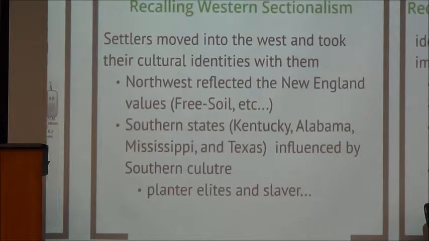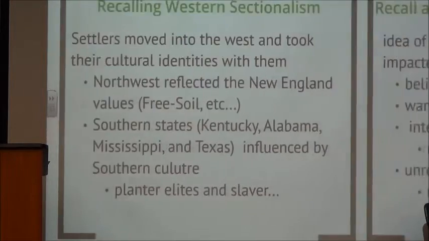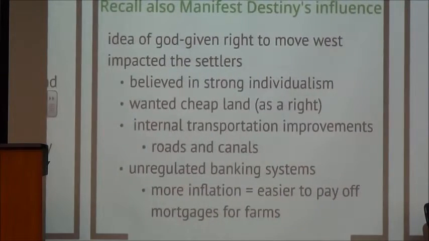In the West, remember the Western sectionalism. Settlers moved into the West. They took their cultural identities with them. The Northwest reflected New England values of free soil. Southern states, Kentucky, Alabama, Mississippi, Texas, those southern states were influenced by the Southern culture, which means the planter elites and the slavery system. The desire for the Southerners to extend slavery in the South and West, and the desire for the free soil to extend into the Northwest is going to cause a lot of problems.